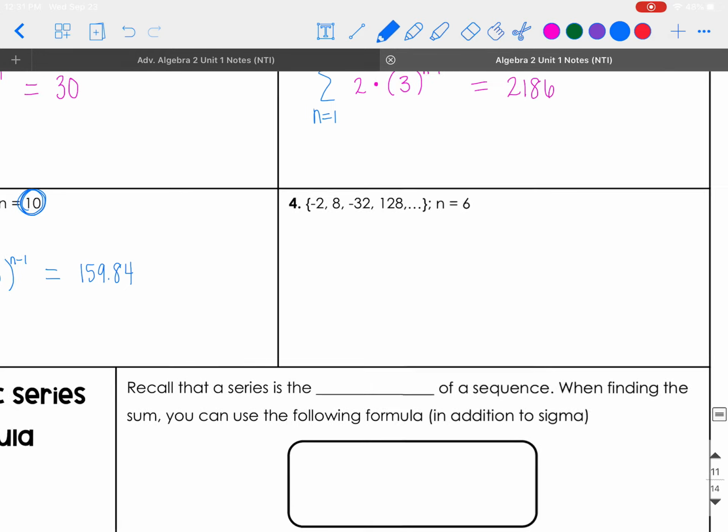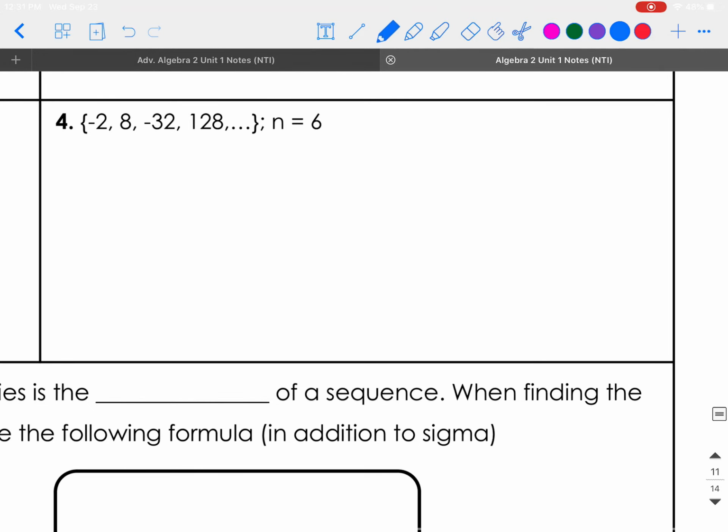All right. Number 4, I'm finding the sum of the first 6 terms. We always start with sigma, n equals 1 to 6. So that means I'm finding the sum of the first term through the 6th term. And then I have to write in my formula.